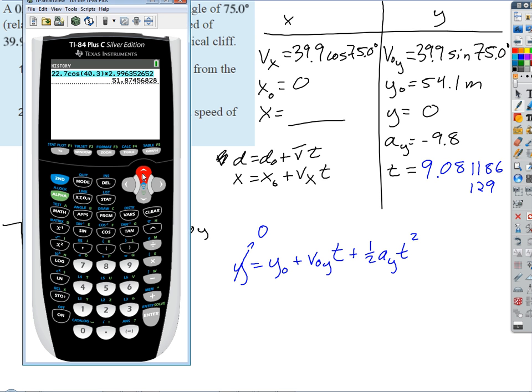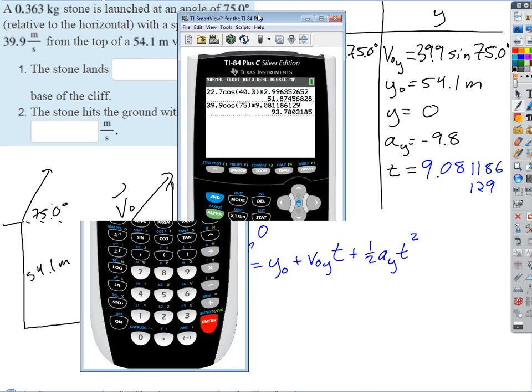So I could cheat a little bit, couldn't I? No, that's too much. Okay, so we get 39.9 cosine 75 times that. And what I really should do is type that into my calculator and hit enter, because then I'll have it and can go back up and grab it whenever I want to. Right. 9.088118612. Probably overkill, but there it is, 93.8 meters.